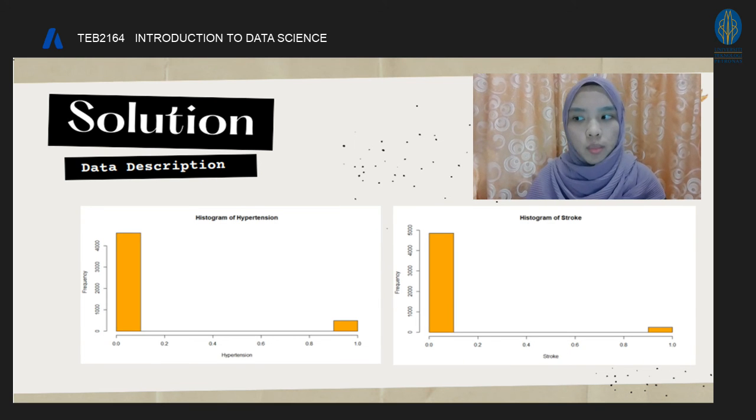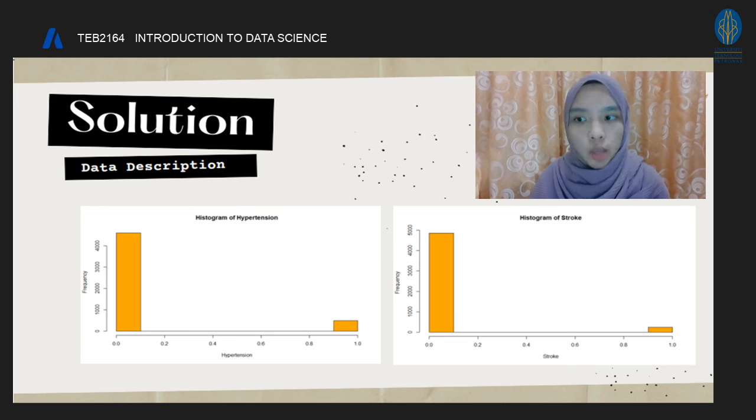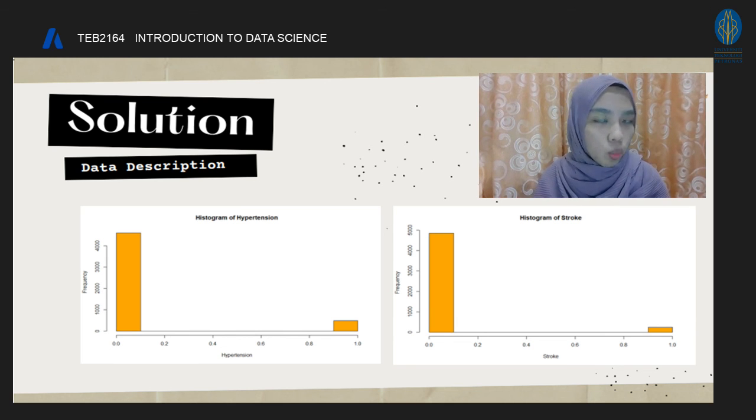And the next histogram is the histogram of hypertension. We can see that the highest frequency is more than 4000, and it's between 0.0 to 0.1. And the next histogram is the histogram of stroke. We can see that the highest frequency is more than 4000, and it's between 0.0 to 0.1.